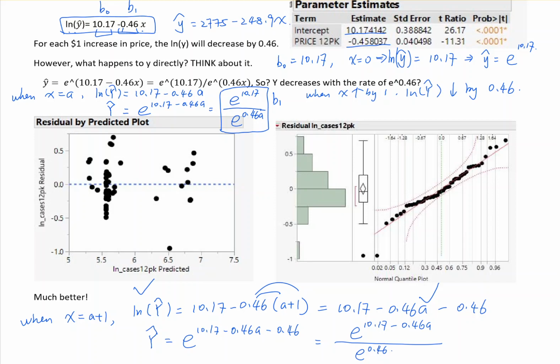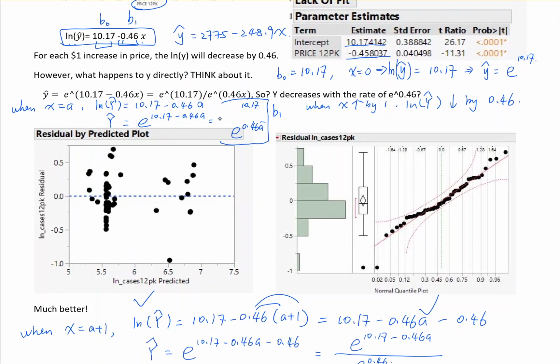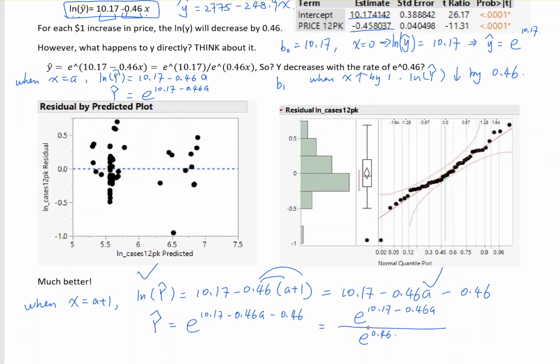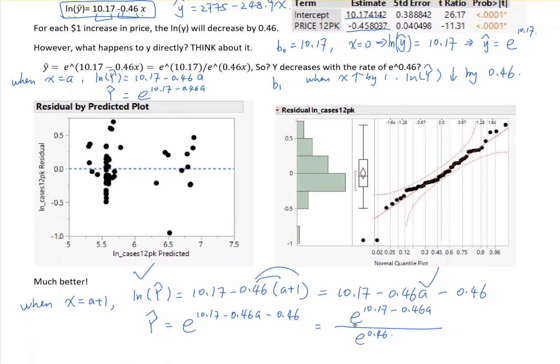Alright, so let's erase that because we don't need this step. So what is the top here? The top here is just y hat when x equals a, right? So that means when x increases from a to a plus 1, the y hat is decreasing by this rate.